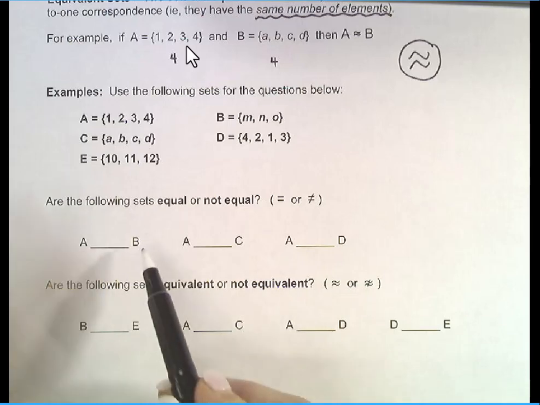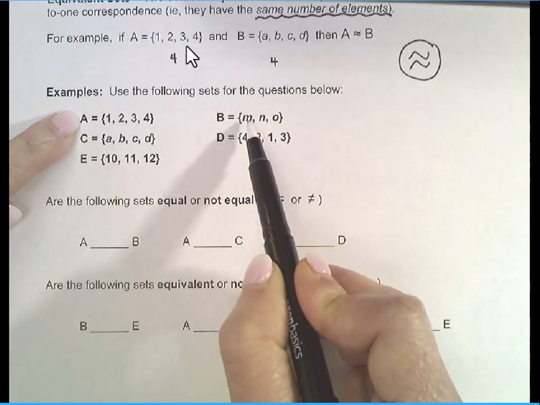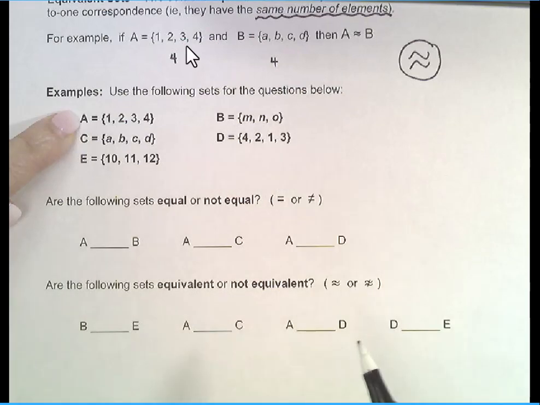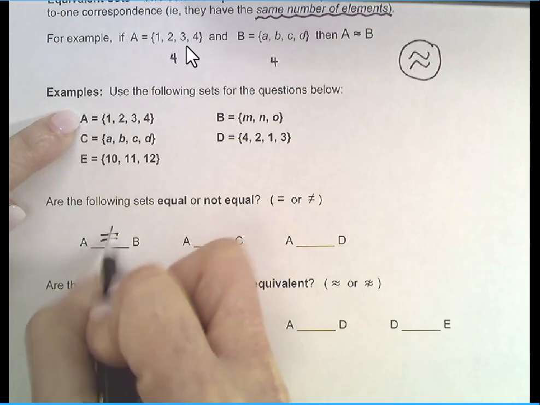So sets A and B. Well, A contains the elements 1, 2, 3, and 4. B contains M, N, O. I would say those are not equal. One is letters, one is numbers. A and B are not equal.